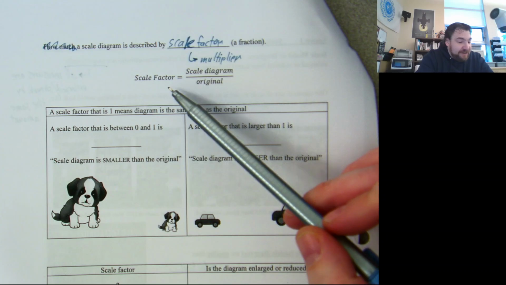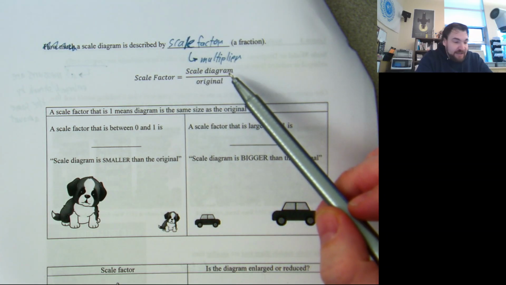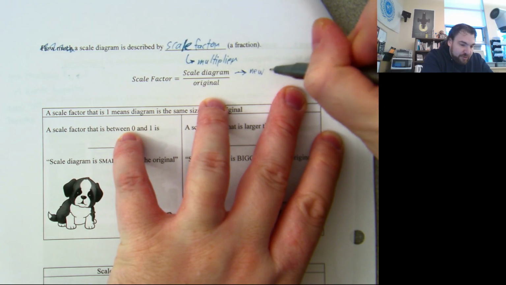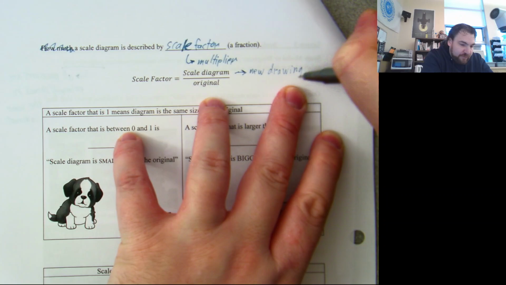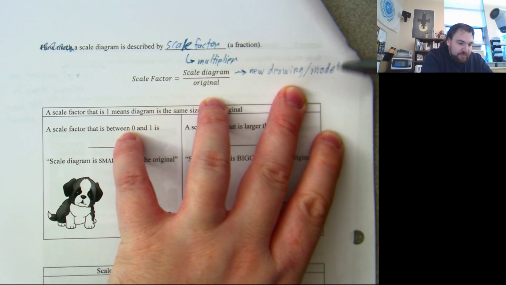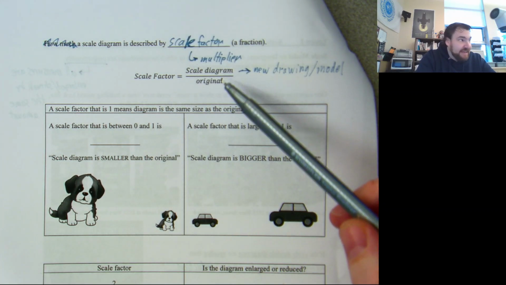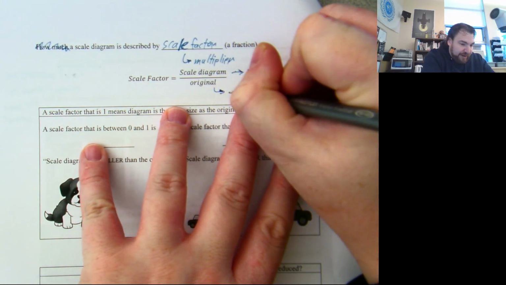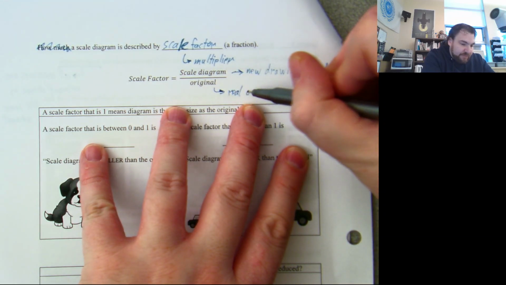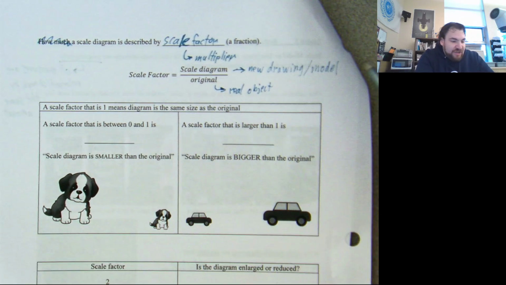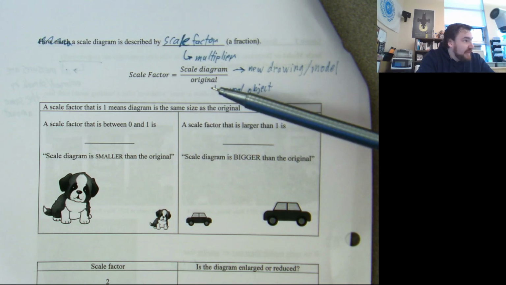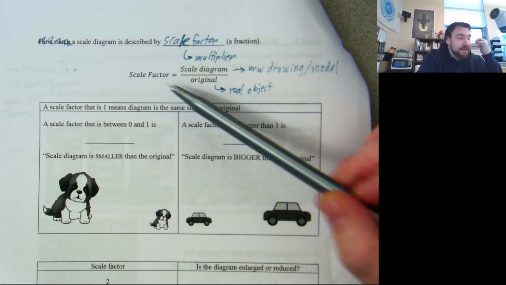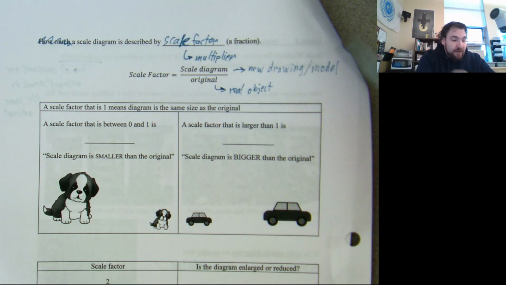And to calculate the scale factor, you take a length in your scale diagram, this is the new drawing or the new model, and you divide it by the equivalent length in the original. And the original is the real thing, whatever that happens to be. Doing this division, or setting it up as a fraction, and then reducing that fraction, will tell you what the scale factor is. What do I have to multiply the original by to get our scale diagram?